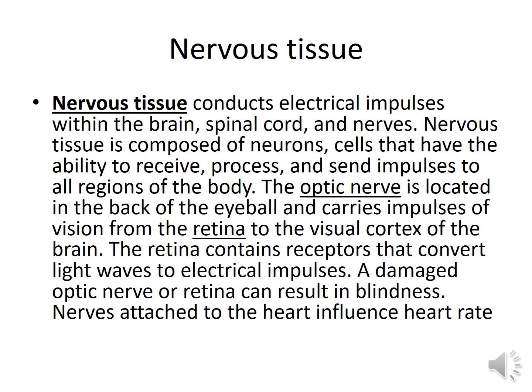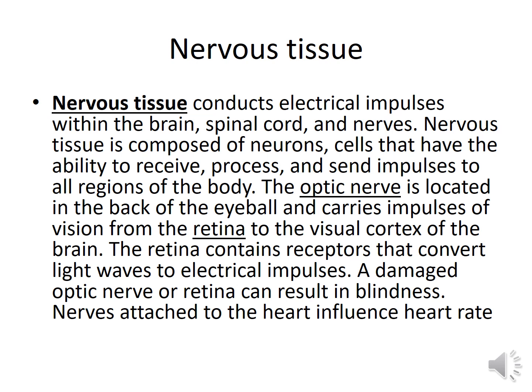Nervous tissue conducts electrical impulses within the brain, spinal cord, and nerves. Nervous tissue is composed of neurons, cells that have the ability to receive, process, and send impulses to all regions of the body. The optic nerve is located in the back of the eyeball and carries impulses of vision from the retina to the visual cortex of the brain.